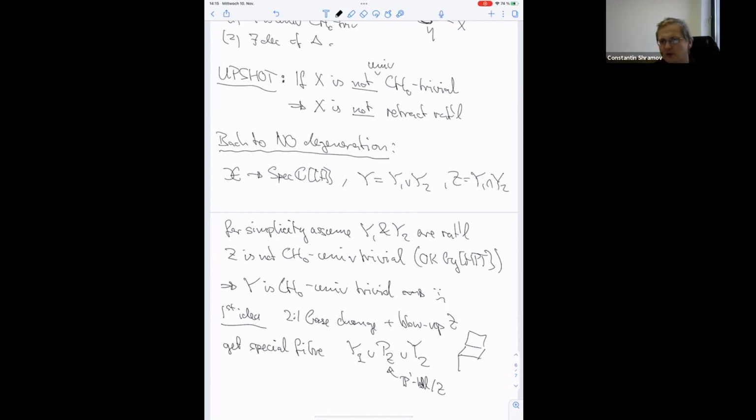Sorry, and why do we need a base change? Otherwise, it's not strictly semi-stable. So if you blow up the singular locus of the special fiber and don't do a base change, then the exceptional divisor will have multiplicity 2. And that's not allowed in a strictly semi-stable degeneration.